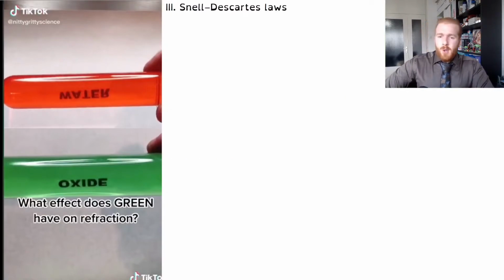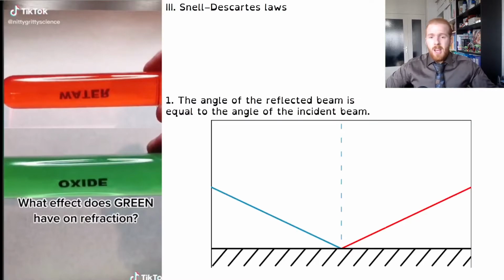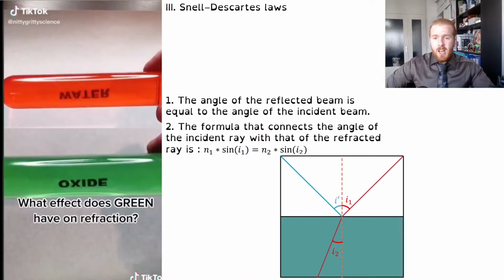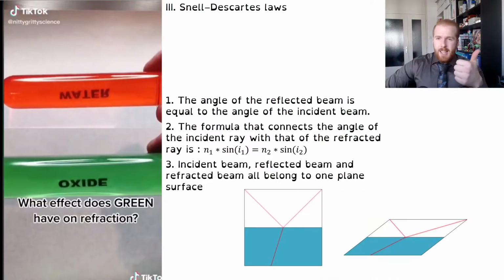Everything here revolves around the lexical field of light refraction. So you must imperatively remember the following Snell-Descartes laws. The angle of the reflected beam is equal to the angle of the incident beam. And the formula that connects the angle of the incident ray with that of the refracted ray: n1 sin I1 equals n2 sin I2. And the third one: the incident beam, the reflected beam, and the refracted beam all belong to one plane surface.